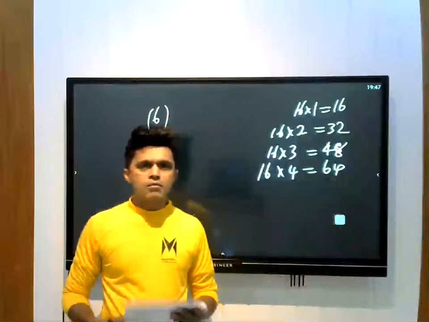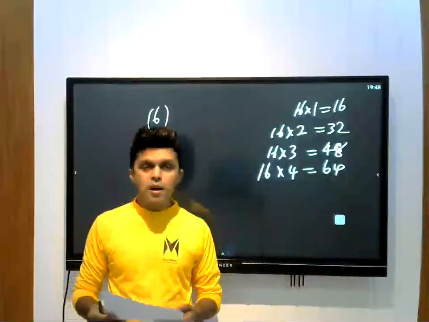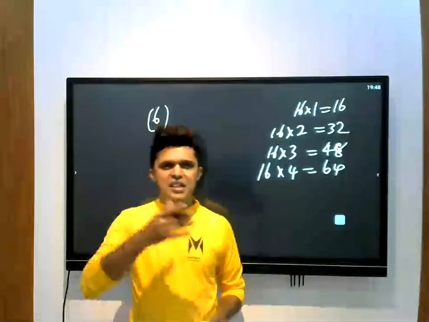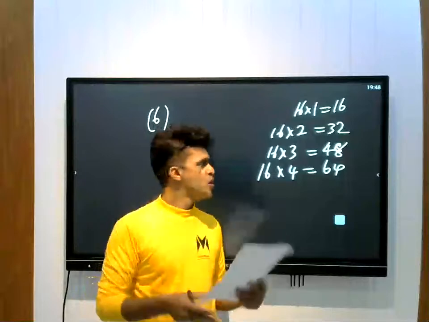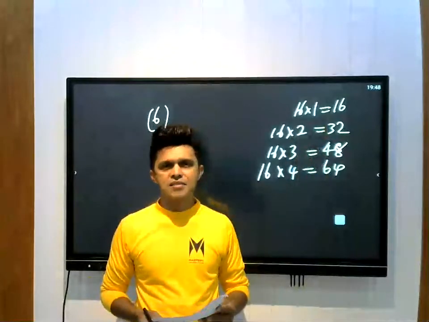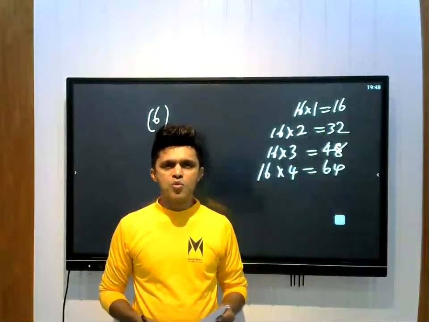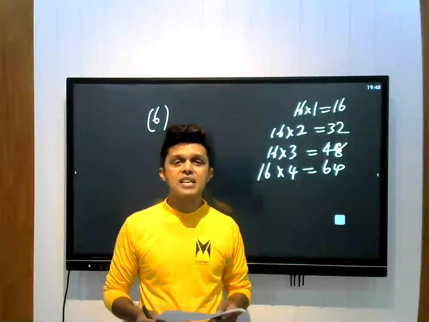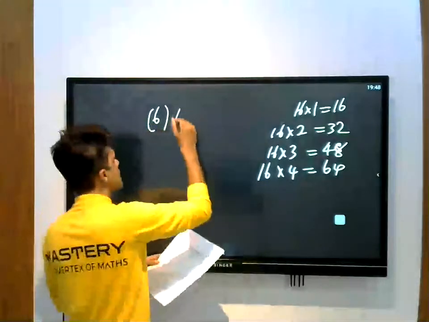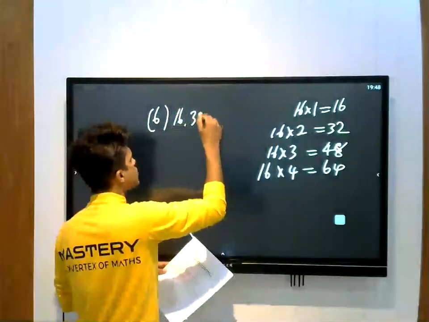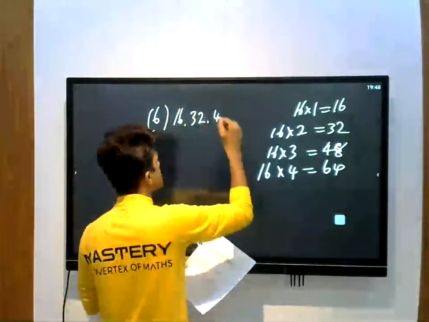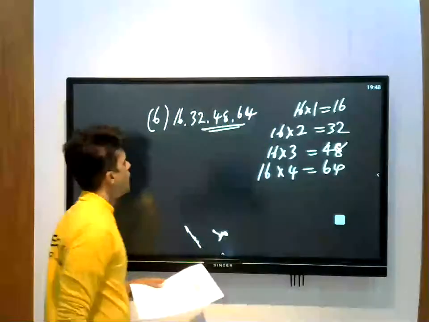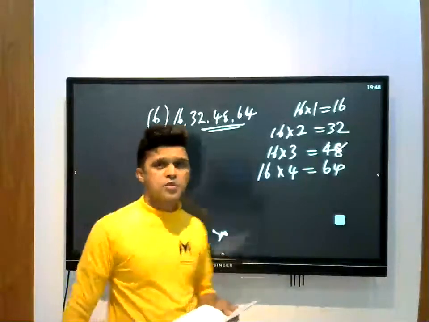So the first 4 multiples of 16. I know that you may not know the multiples of 16. In a question like this, you just need to write these multiples of 16 one by one. Then you will be able to find the answers easily. The question is, write the first 4 multiples of 16: 16, 32, 48, and the other one is 64. These are the first 4 multiples of 16.